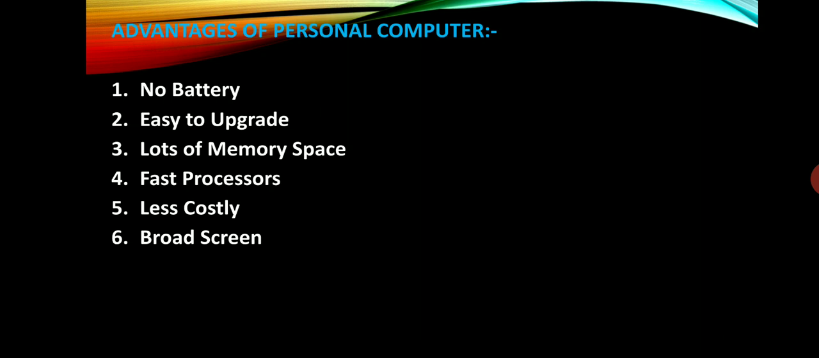Third one, that is lots of memory space. As we all know, there is a lot of memory available in our personal computer, more than 1 TB. Fourth one, that is fast processor. Personal computer is really very fast. You can easily enter your data, you can easily process your data, and the processing time is really very limited. So within a fraction of a period we are able to enter the data, or process our data in a proper manner.